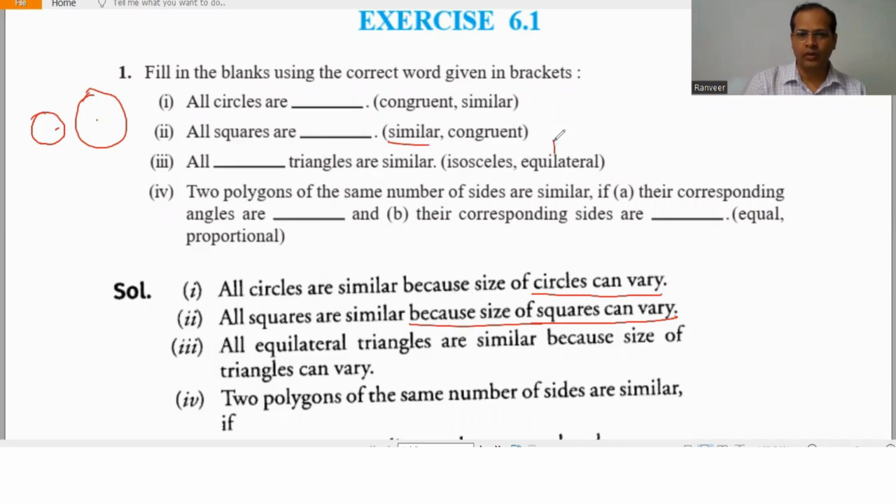All equilateral triangles are similar. So all equilateral triangles are similar because all the angles are the same, but their corresponding ratios are different.